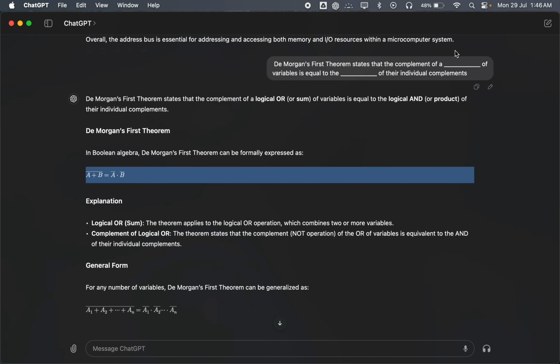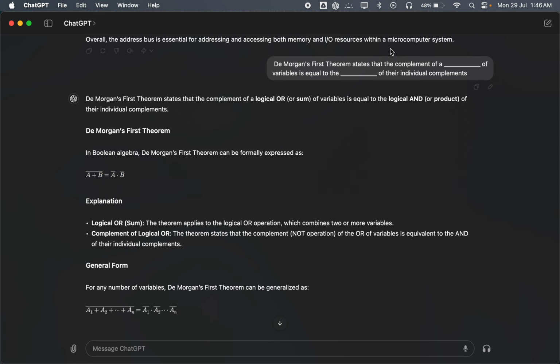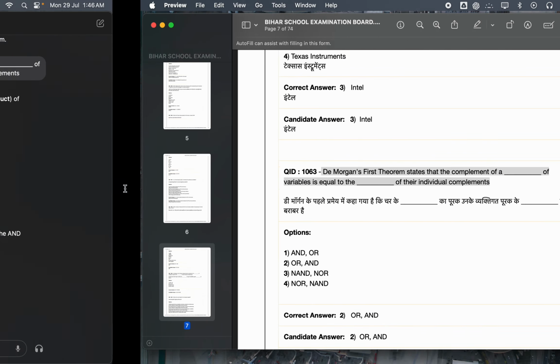So this is what it means now. If you do (a + b) whole complement, you will get a' and b', that is, the AND of their individual complements. So yeah, a and b but individual complements.